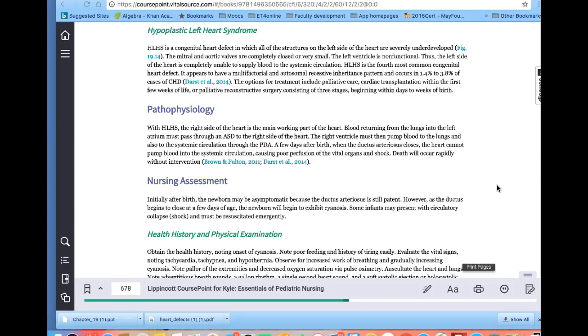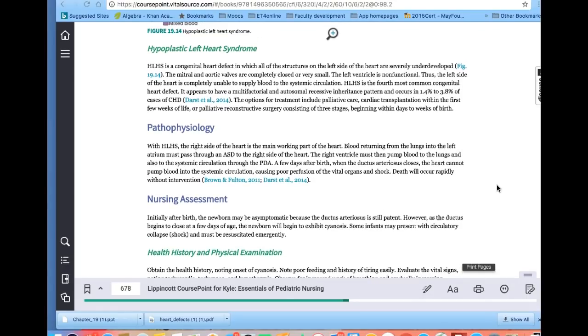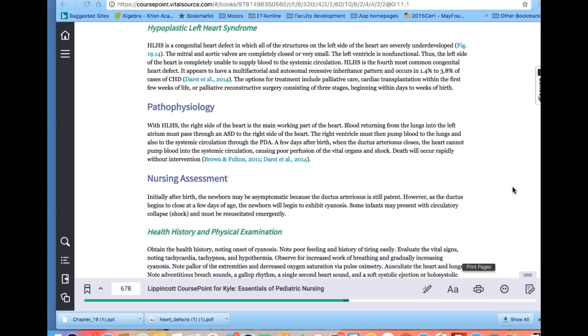So this guy, okay, really there's about 3 different things you can do for treatment. You can do palliative care if the defect is so bad that repairing it's not an option. Heart transplant, pretty darn quick. Or if it's not too severe, they can do like a staged surgery beginning pretty quickly after birth. Okay.